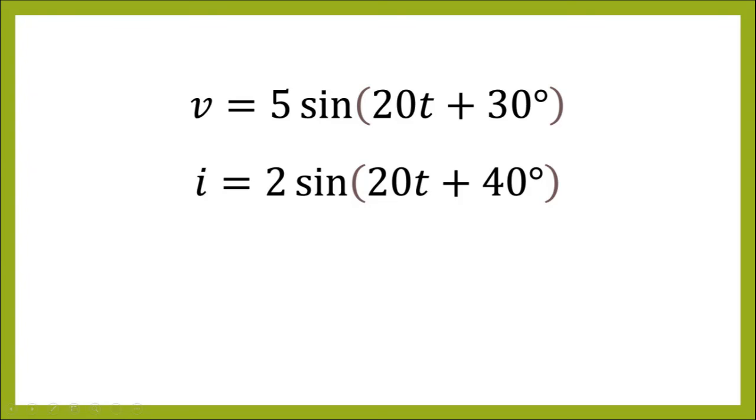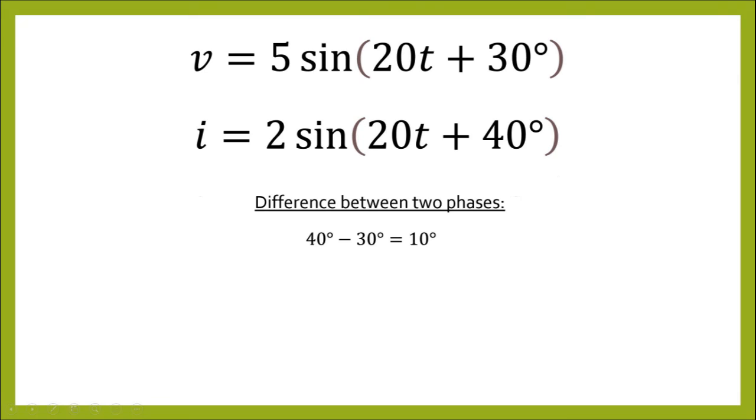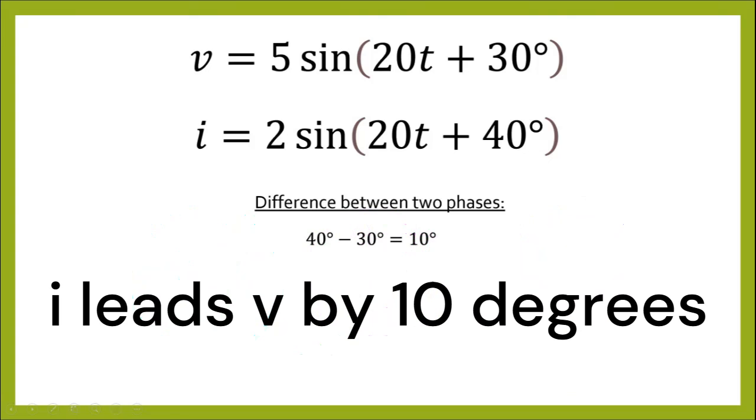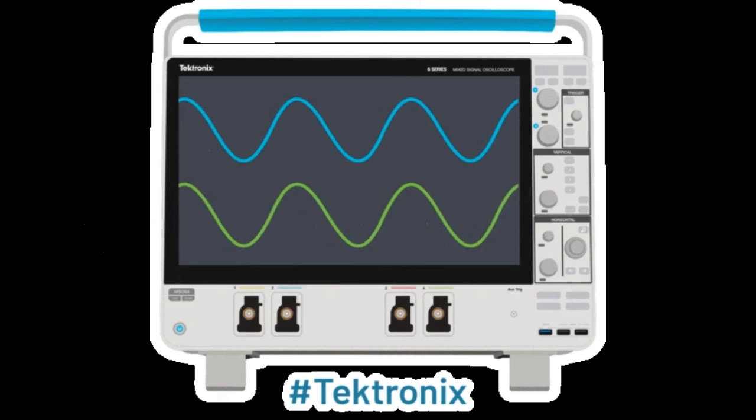Adding a second function, we can find the phase relationship between the two. Finding the difference between the two, it can be seen that I is shifted 10 degrees further to the left than V, therefore the phase relationship between the two is I leads V by 10 degrees. All these values can be measured experimentally in the lab using an oscilloscope.